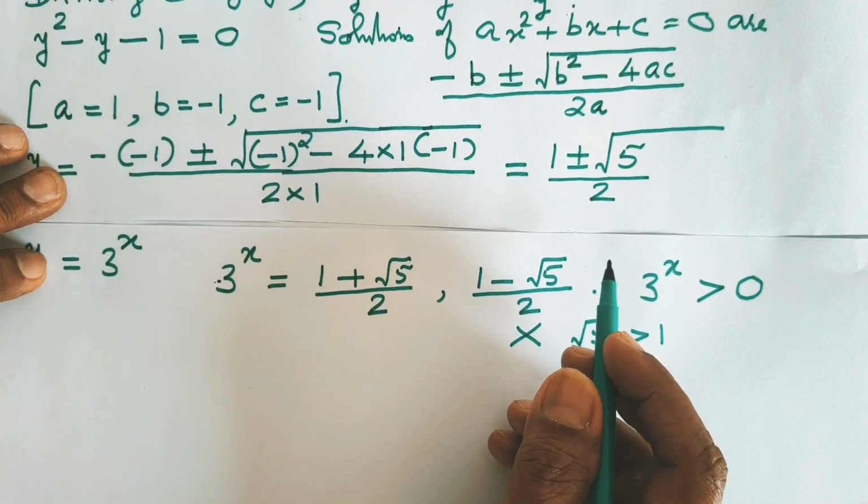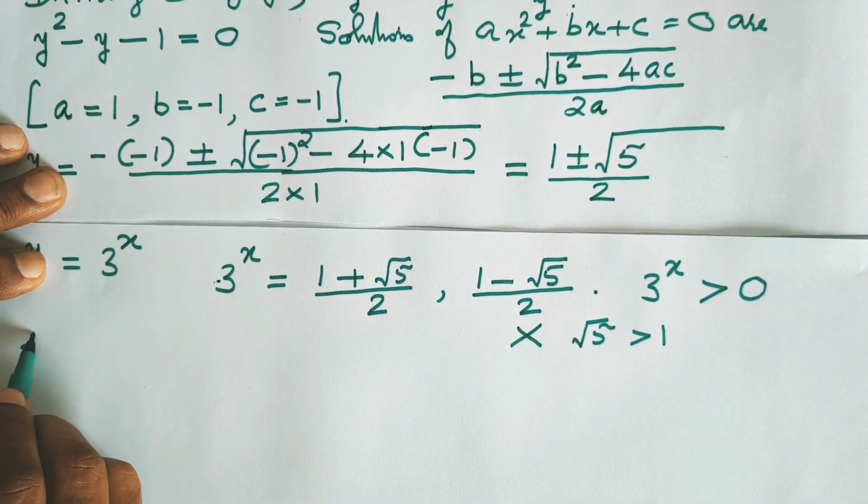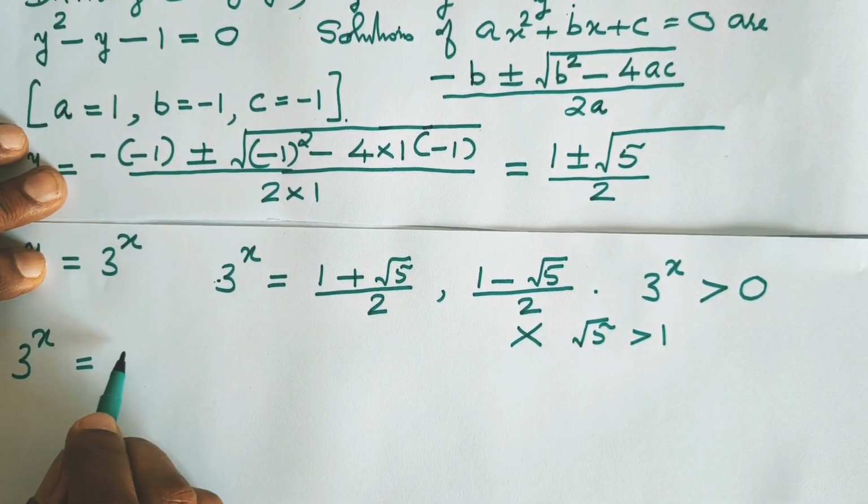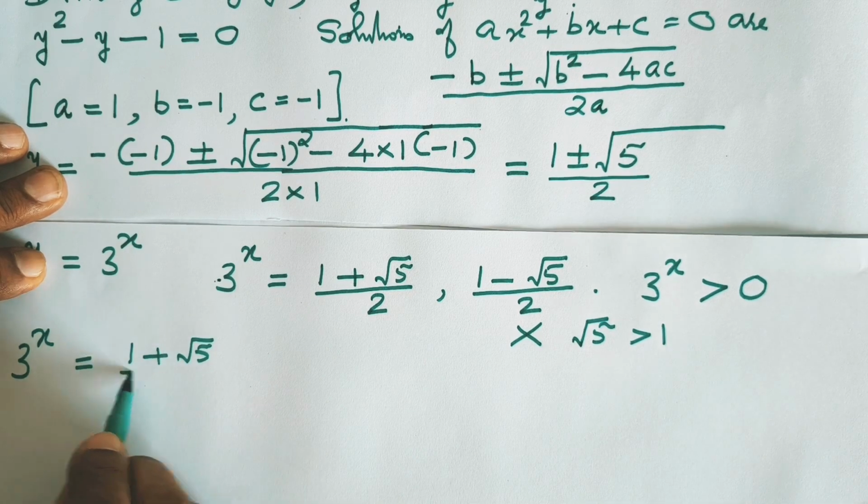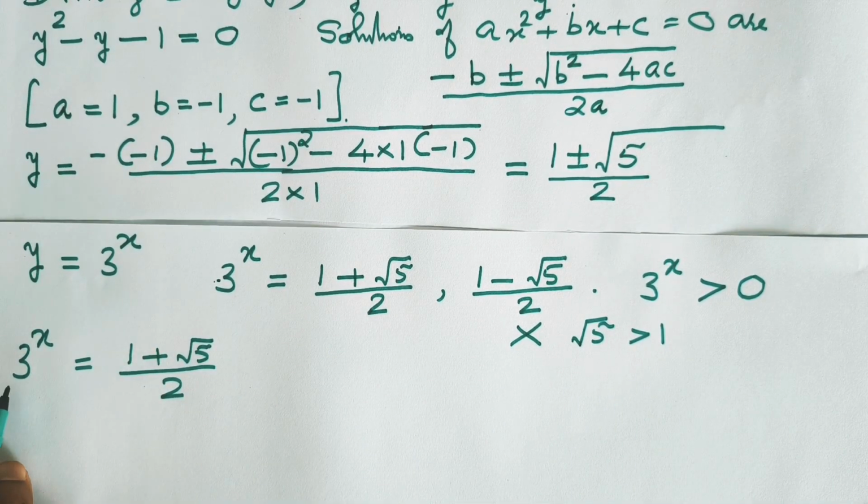So we will reject this. So the only value of 3 to the power of x is equal to (1 plus root 5) divided by 2. Now how do you bring 3 to the other side? We are solving finally for x. You need to bring 3 to the right side.